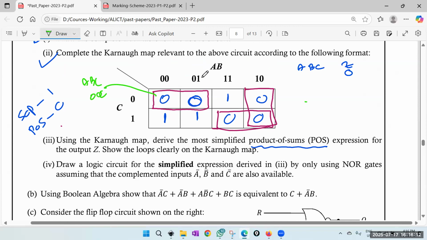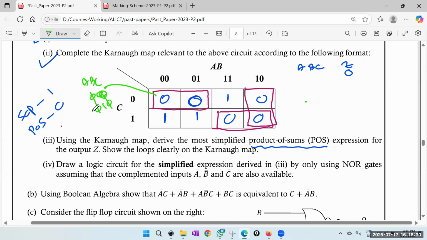0, 0, 0. This is 0, 1. Remember ABC, right? 0, 1, ABC. 0, 1, 0. So which one is not changed? The zeros are not changed. The zeros are not changed because we are writing product of sum. Now zeros are as it is.